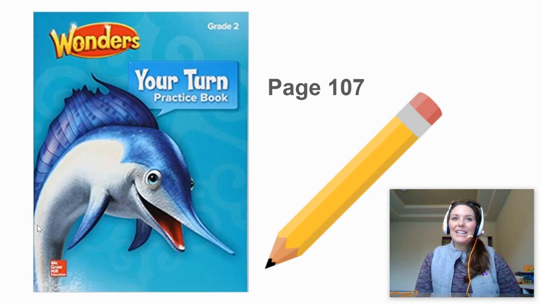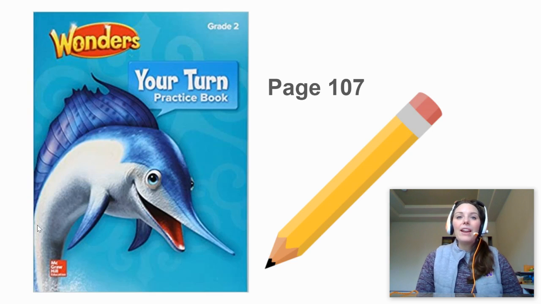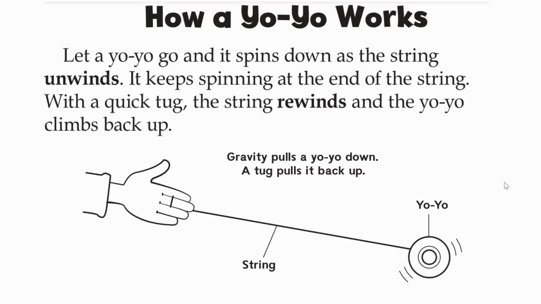Now you will need your Turn practice book, page 107, and a pencil. So go ahead and find your materials and then press play when you're ready to move on. All right, this is page 107 you should be looking at right now. I would like you to follow along as I read the story aloud. Afterwards, we will answer a few questions about the genre and how we know it is informational or expository.